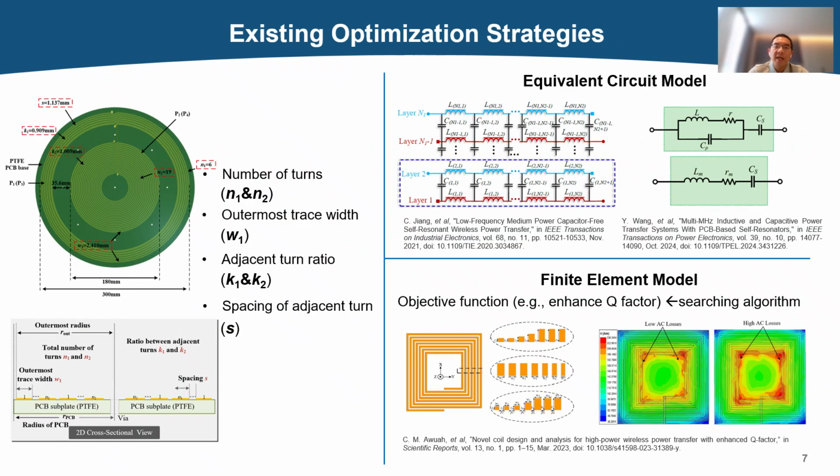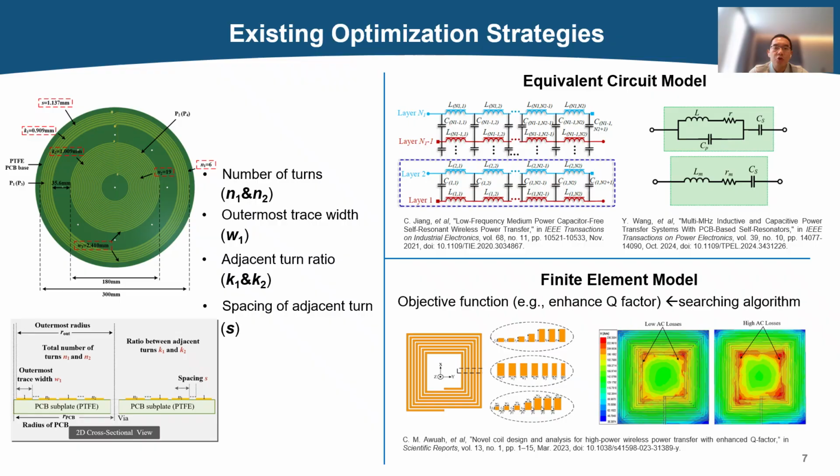PCB-based couplers designed for the CPT system consist of an outer coupler and an inner coupler on both the transmitter and receiver sides. This configuration offers high compactness and allows for the optimization of multiple design parameters. In this work, 6 key parameters are optimized to minimize the equivalent series resistance.